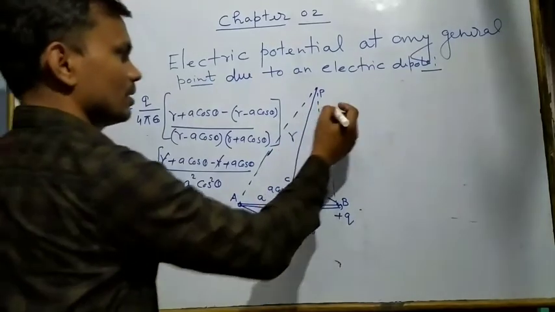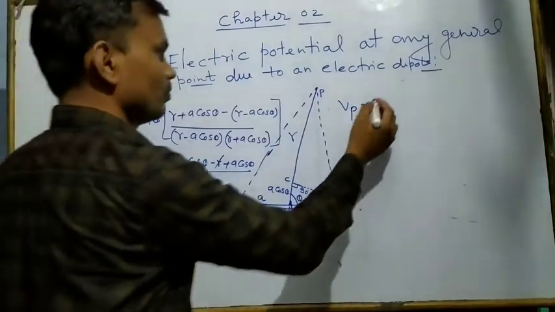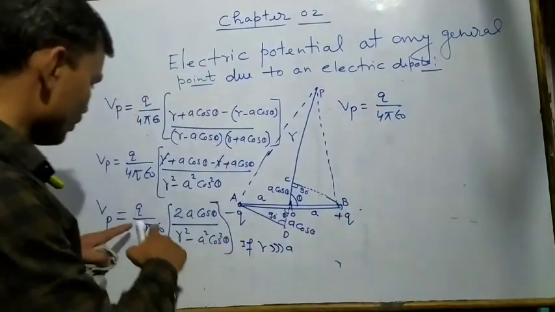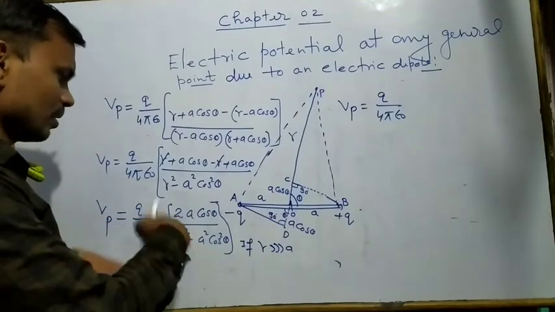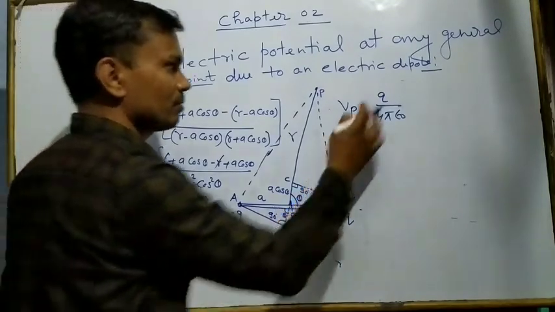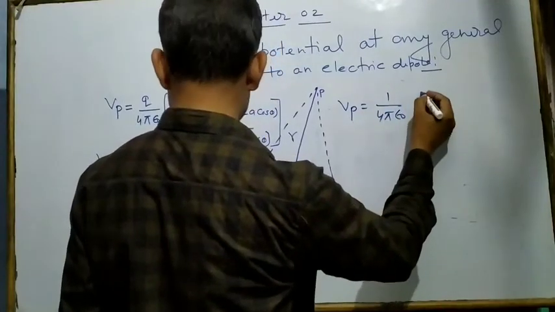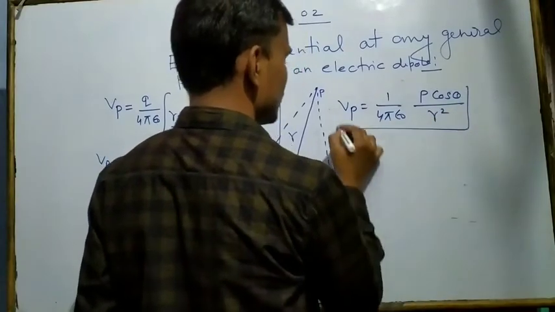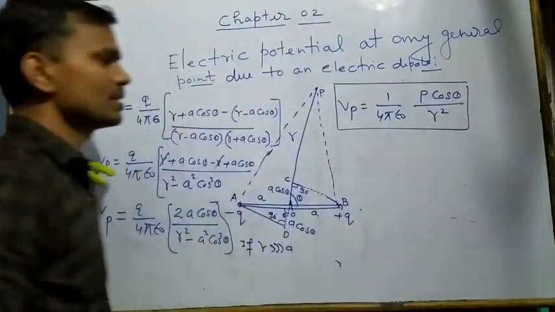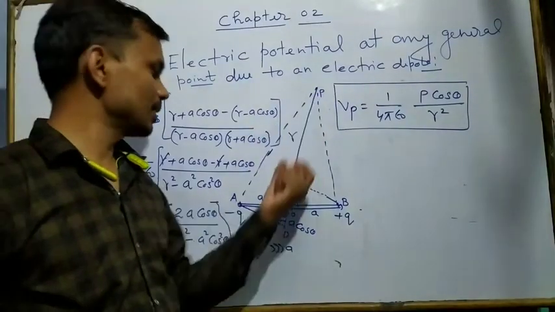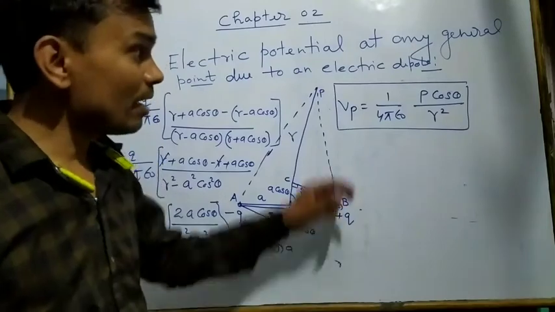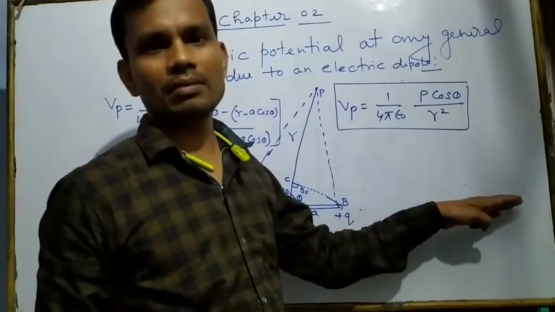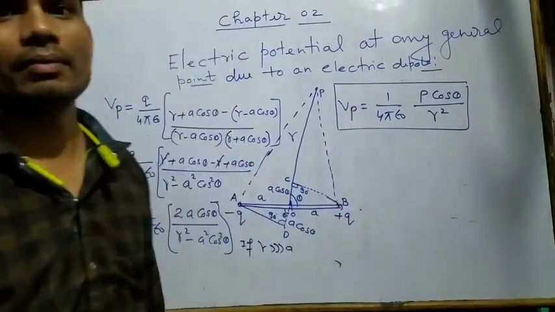Here VP is equal to Q upon 4 pi epsilon naught, and Q into 2A is the dipole moment, which is directed from negative to positive, so we write P cos theta, and in the denominator R square. So this is the electrostatic potential at any general point P due to this system of equal and opposite charges. With the help of this we can easily find the electric potential at an axial point and at an equatorial point.